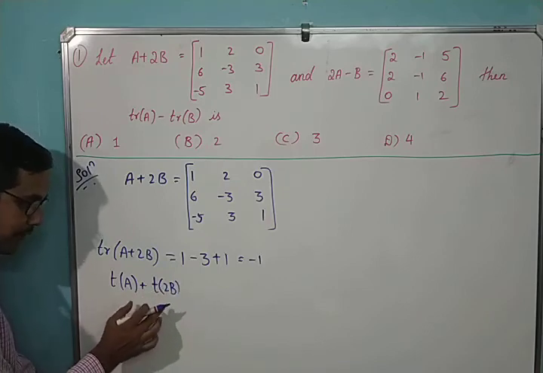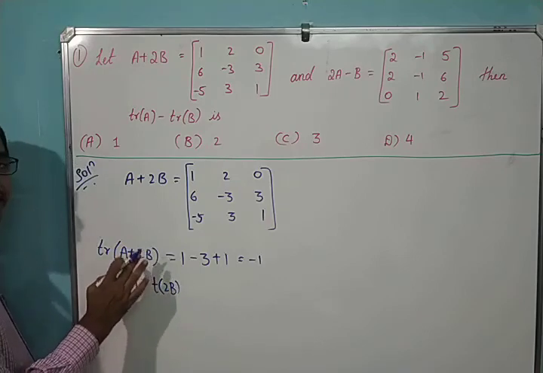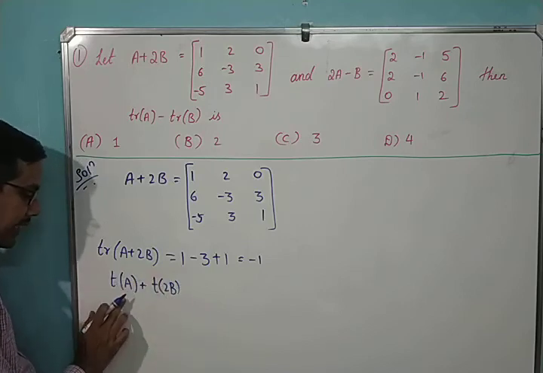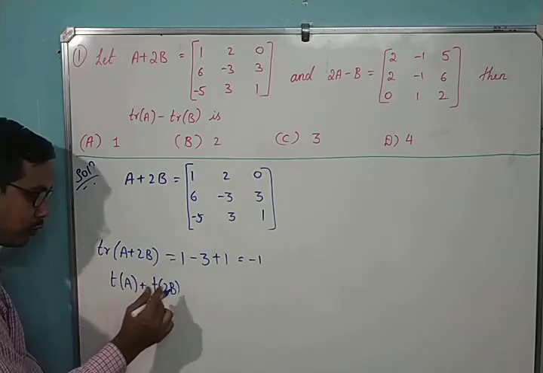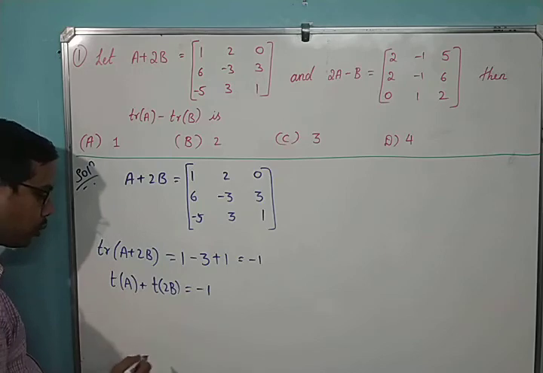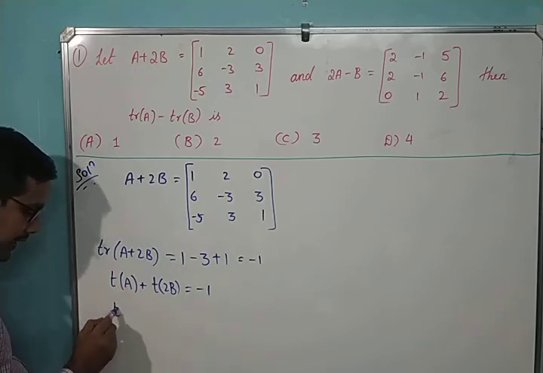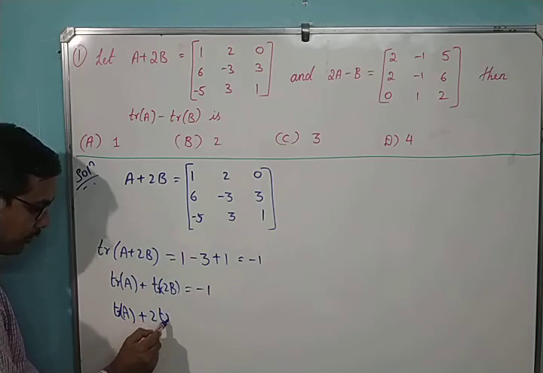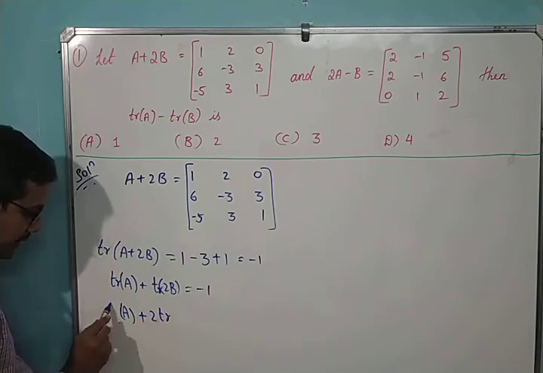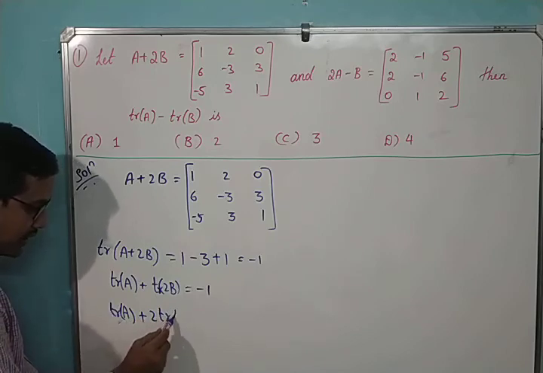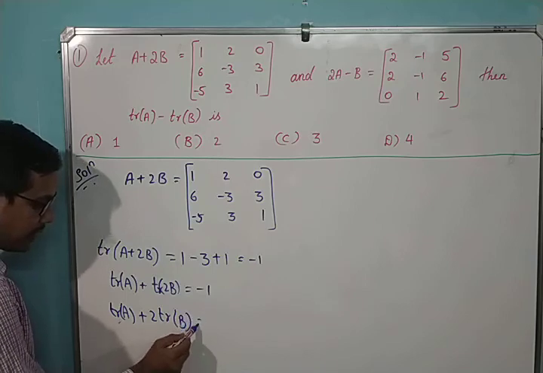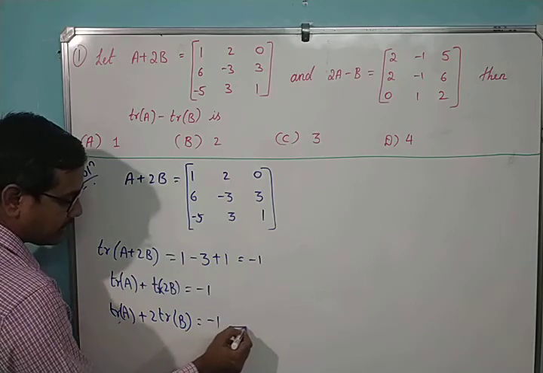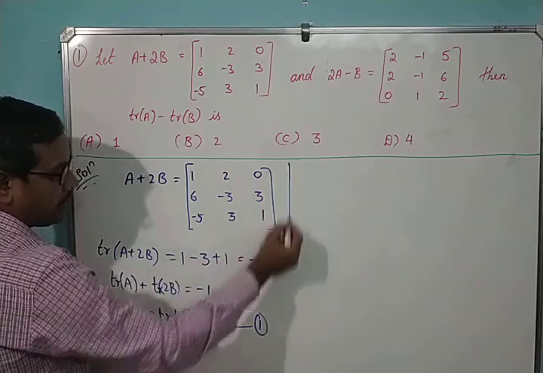This is the property of trace: trace of A plus B is trace of A plus trace of B. So I can write trace of A plus trace of 2B as equal to minus 1. Now this can be further written as trace of A plus 2 times trace of B is equal to minus 1. You mark this as equation 1.